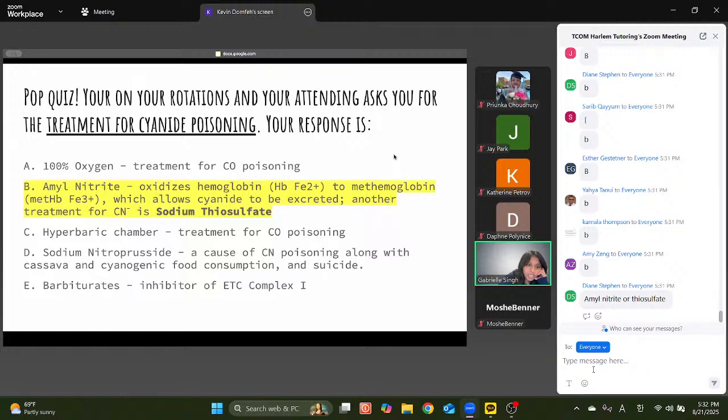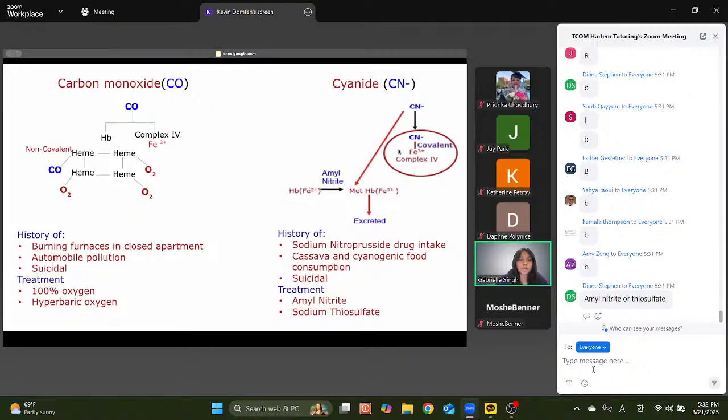So 100% oxygen and a hyperbaric chamber are both treatments for carbon monoxide poisoning. Amyl nitrite works by oxidizing the reduced form of iron to Fe3+. And barbiturates are an inhibitor of electron transport chain complex 1. If you go to the next slide, you have a picture from your lectures: carbon monoxide versus cyanide, what causes it, and the treatments. You can see under treatments that amyl nitrite and sodium thiosulfate are both involved in cyanide poisoning.